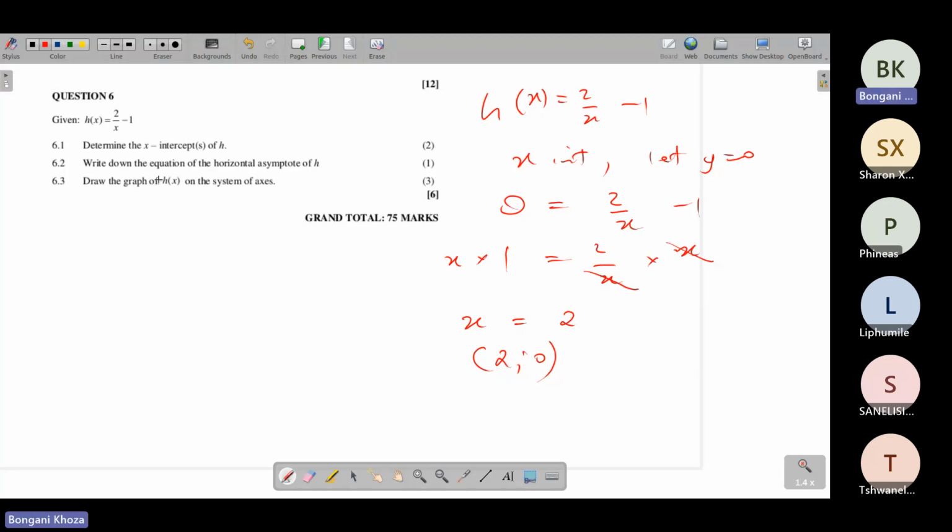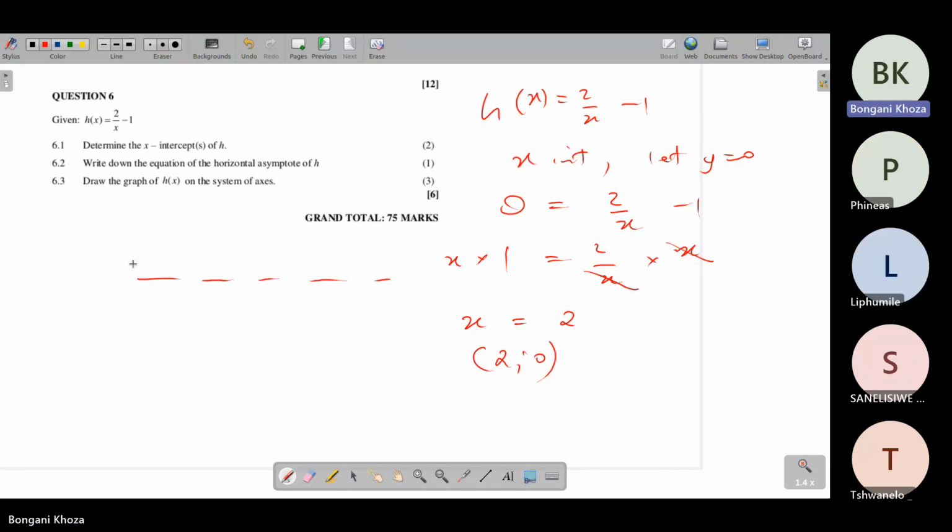All right. Next, we're supposed to write down the equation of the horizontal asymptote of h. Remember, an asymptote is a line that we approach but never touch. The horizontal asymptote is the one placed horizontally. Remember, I said it was just the q value. So it's going to be y equals -1. That's the equation of the horizontal asymptote. Next, you're just supposed to draw this graph. I'll leave that one up to you. Any questions? That's the whole question paper.